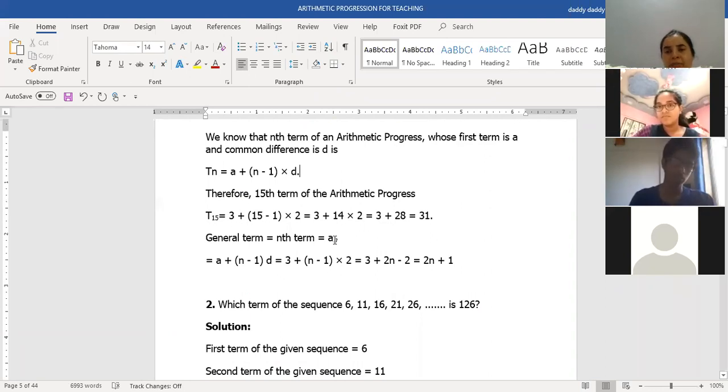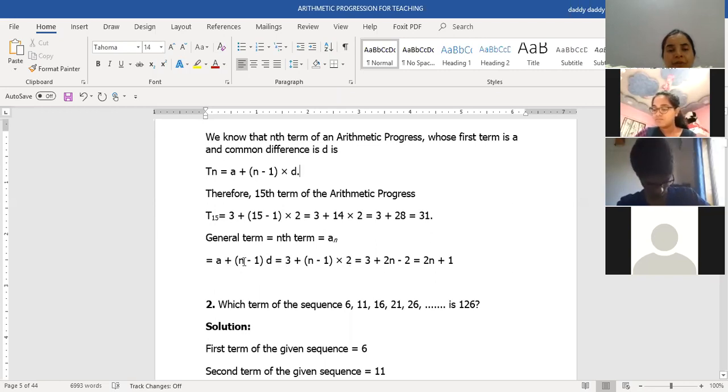Both are same. an or tn is equal to, again you will apply the formula a plus n minus 1 into d. Now a, I know the number value is 3. d also I know the number value is 2. But n is some general term, so n will be n only. You will not replace n with any number because they want the general term.